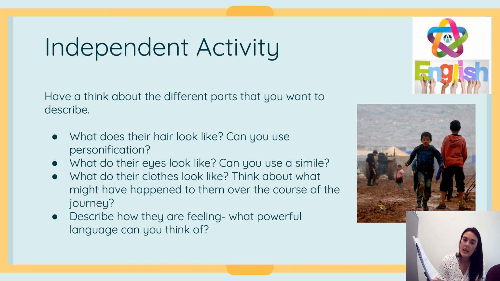Could you use a simile? What do their clothes look like? Think about what might have happened to them on the journey, and describe how they are feeling, and think about some powerful language. That's your final activity today, to write a description of what you think a Syrian refugee might actually look like. So think about Ahmet when you do this task.